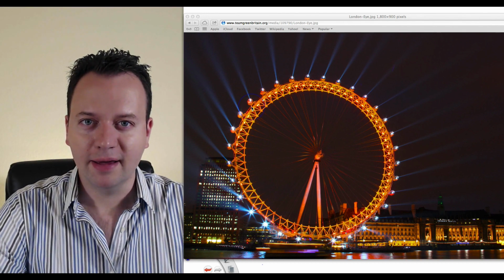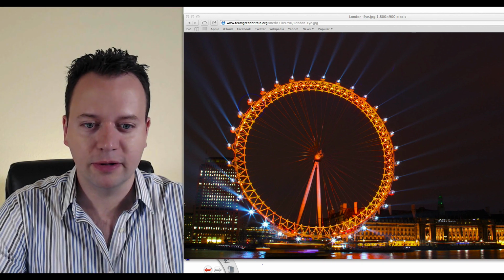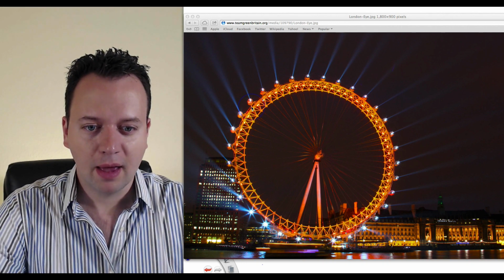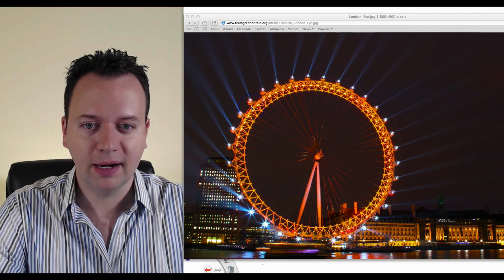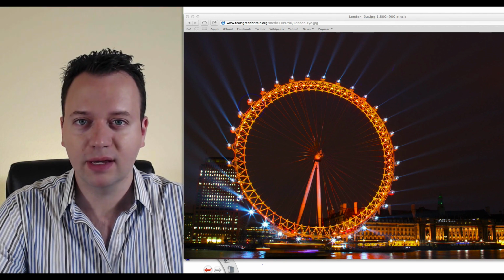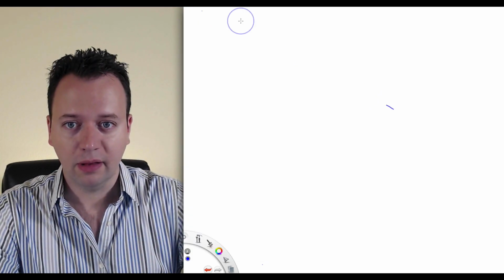The London Eye is a famous Ferris wheel in London, England, which you see pictured on the screen in front of you. In this example, we will be looking at a passenger riding the London Eye and measuring his height as a function of time. So some dimensions, some information about the London Eye.